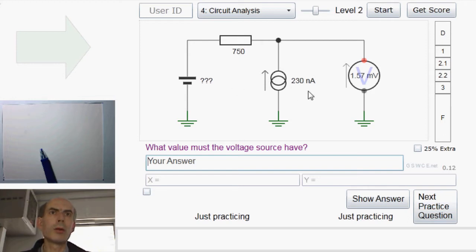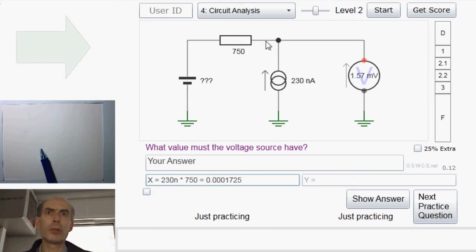Right, well, we know what the voltage is at this point in the circuit here. It's 1.57 millivolts. We know that current doesn't flow through a voltmeter because the ideal voltmeter has an infinite impedance, so all of this 230 nanoamps must be flowing through this resistor here, which makes the voltage across this resistor equal to 230 nano times 750. And this must be at a higher potential than this, because current always flows through a resistor from the higher potential point to the lower potential point.